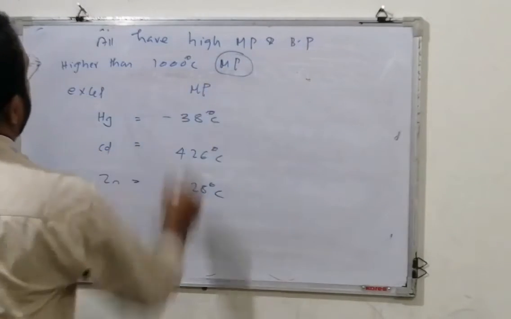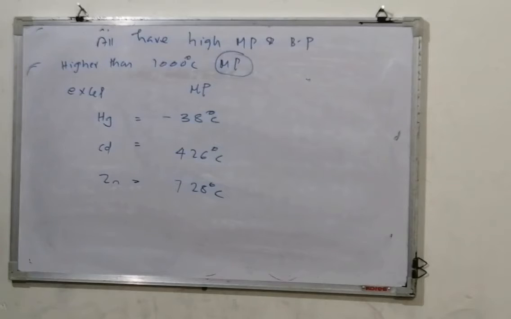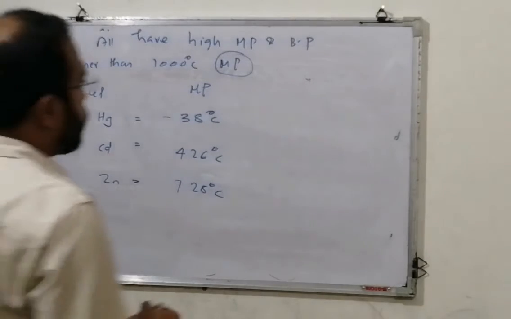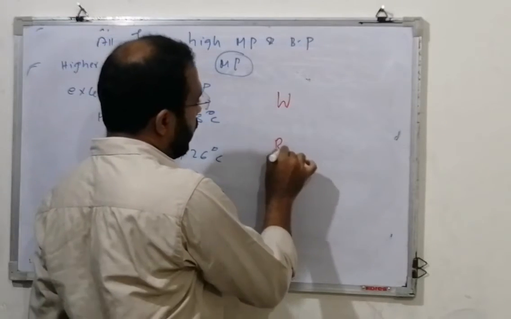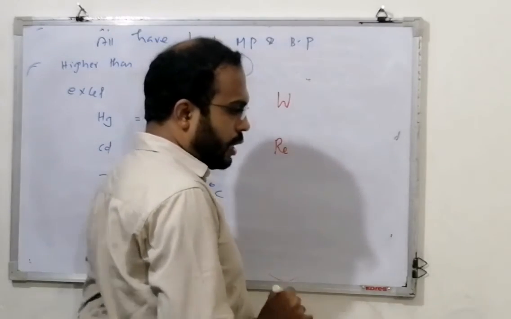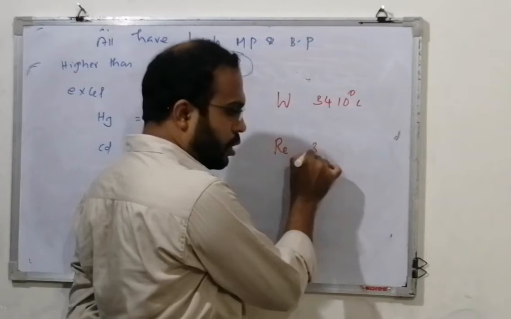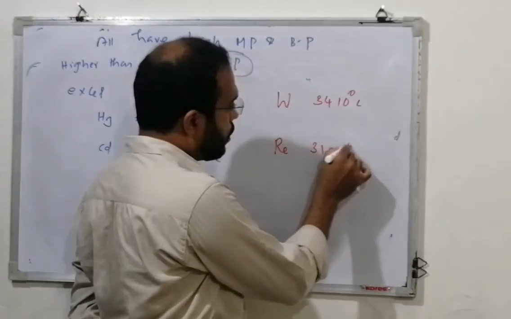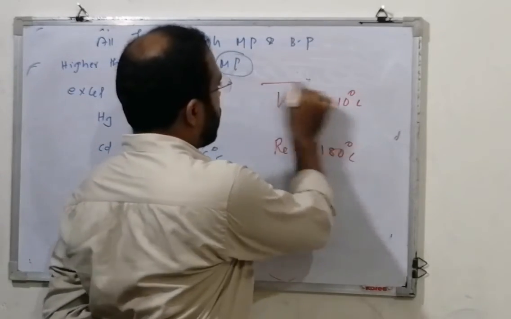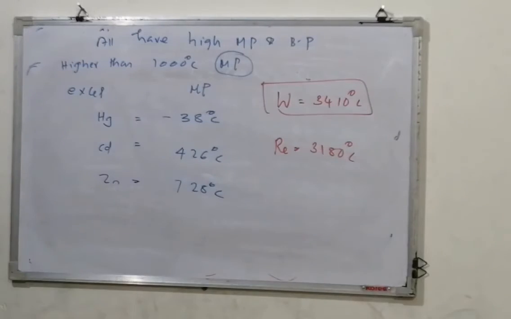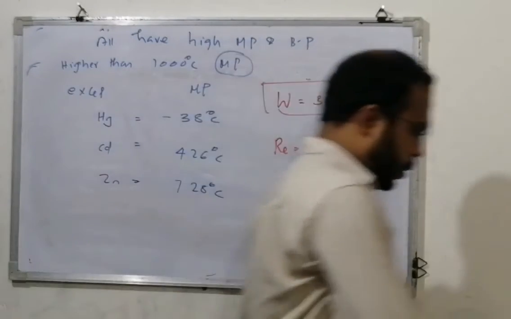Normally, all other elements have more than 1000 degrees centigrade. The highest melting points are for tungsten and rhenium. Tungsten is 3410 degrees centigrade. Rhenium is 3180 degrees centigrade. That is why tungsten is used in filaments, as in incandescent filaments.